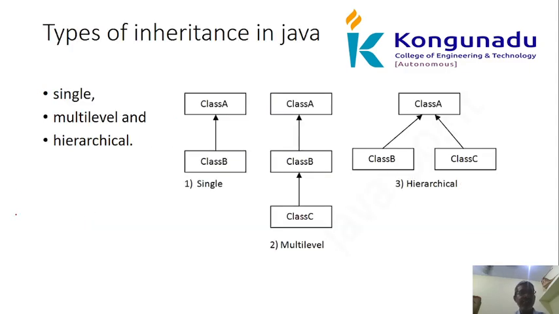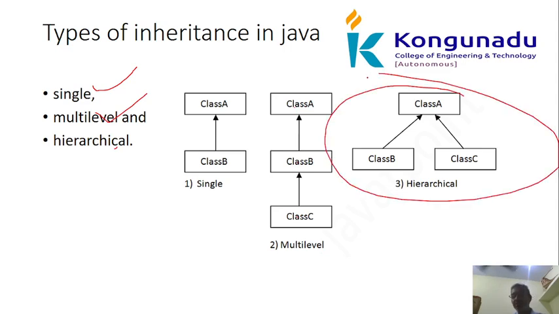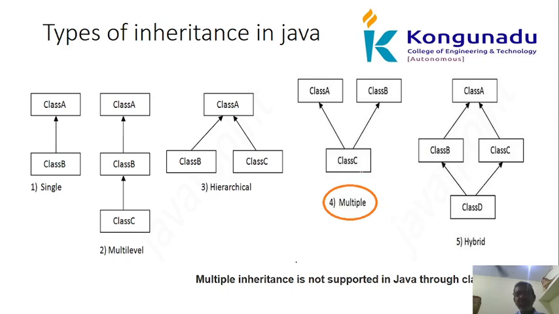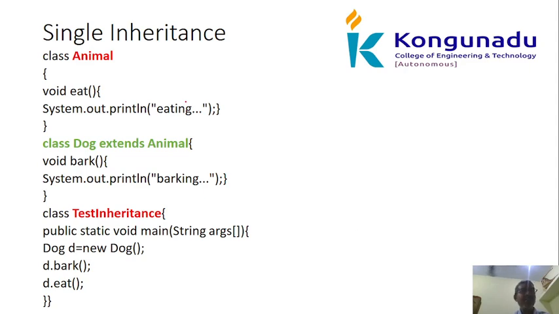Okay. These are the types of inheritance we have. Single inheritance, with classes A and B. Next, multi-level inheritance, with classes A, B, and C, so levels will be there. And then hierarchical inheritance. These are the three types of inheritance we are going to see. Multiple inheritance is not supported in Java. We will see why in unit 3, when we go to the interface concept; instead of multiple inheritance, we use interfaces. Okay, fine. Let's go for single inheritance. You have a class named animal.